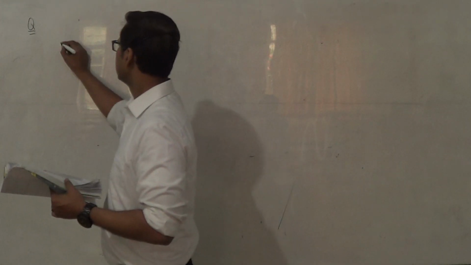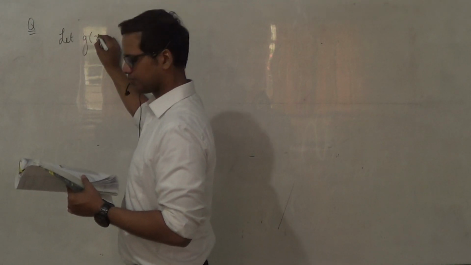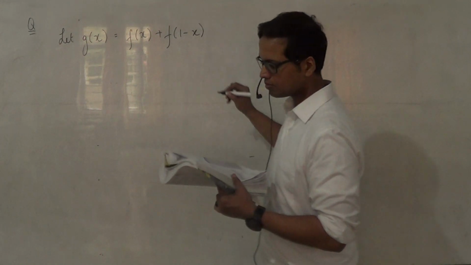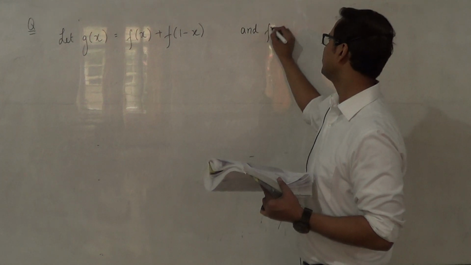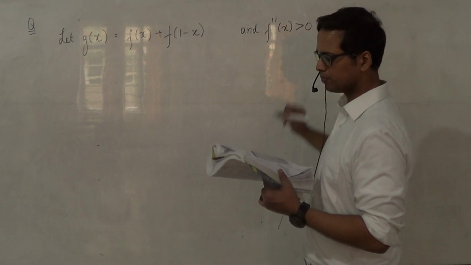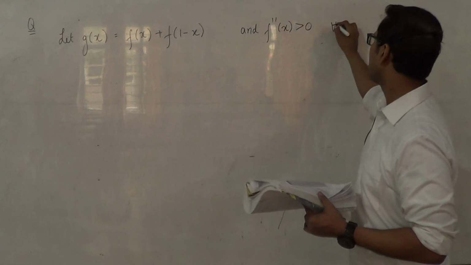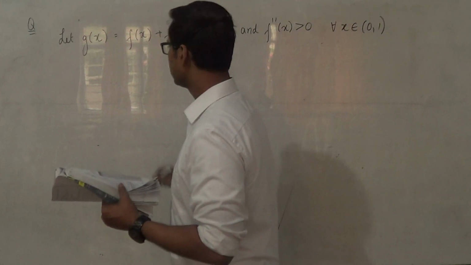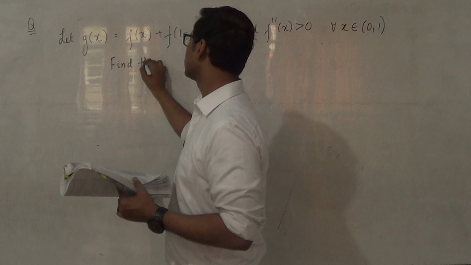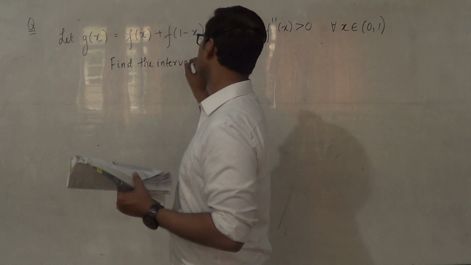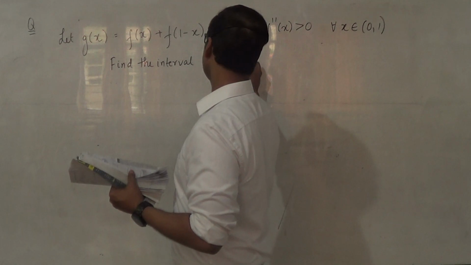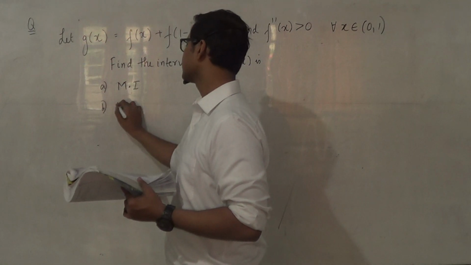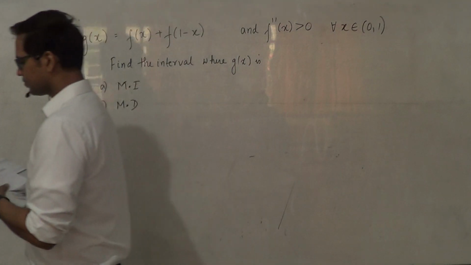Next problem. Let g of x be f of x plus f of 1 minus x, and f double dash x is always greater than 0 for all x belonging to 0 to 1. Find the interval where g of x is monotonically increasing and monotonically decreasing.